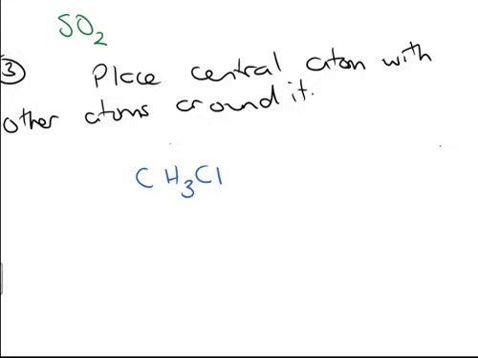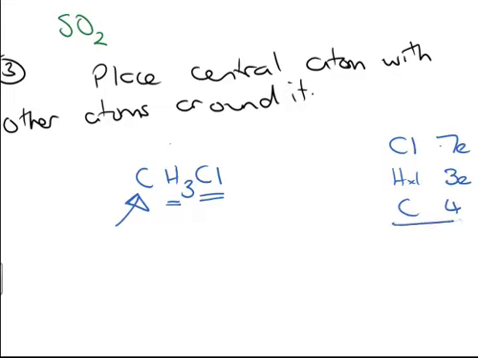What about this one, CH3Cl? Which one's the central atom? Well, that's carbon. Carbon is the one that's always the central atom for a start, and hydrogens and halogens, I should say, are on the outside. Chlorine has got 7 electrons. Hydrogen's got 1 times 3, because there are 3, and carbon has got 4 electrons. It's a total of 14 electrons. Carbon is the central atom. And then we just immediately start placing the others around it with just one bond.